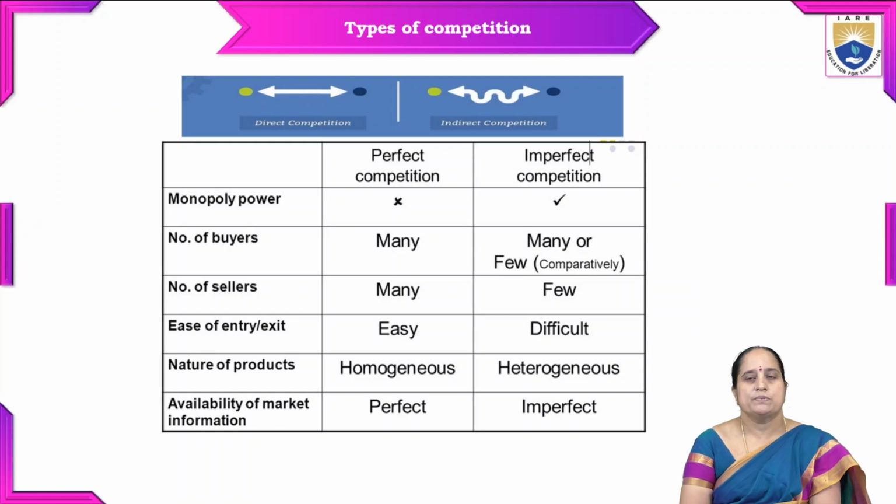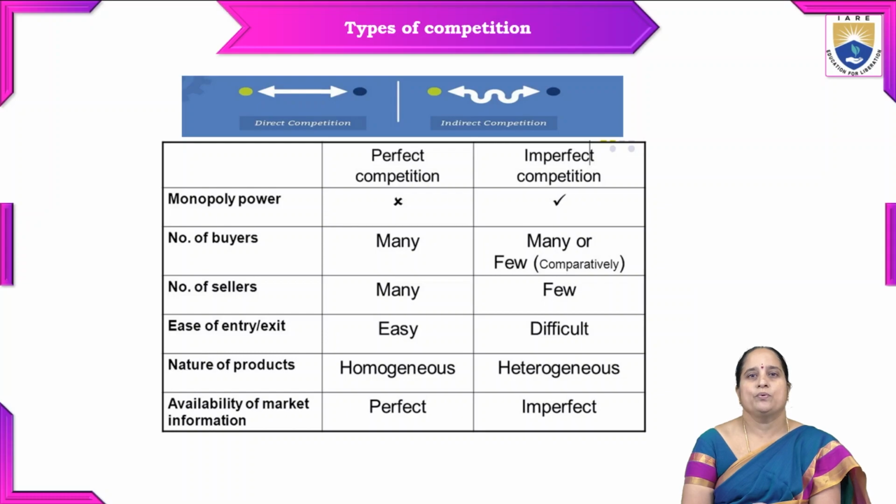Then coming to the types of competition. Basically there are two types of competition. One is direct competition, another one is indirect competition. The direct competition is known as perfect competition, and indirect competition is also known as imperfect competition.